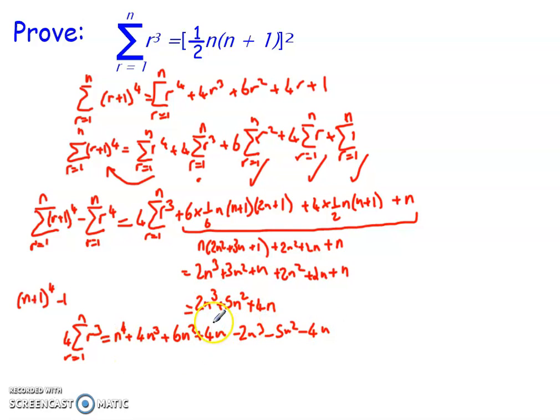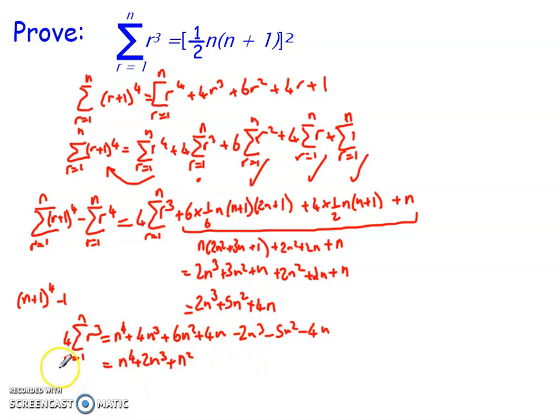If I simplify all of this on this side here, what I end up getting is n to the power of 4 plus 2n cubed. I've then got 6n squared take away 5n squared. I've then got plus n squared. I've then got 4n take away 4n. That leaves me with nothing.